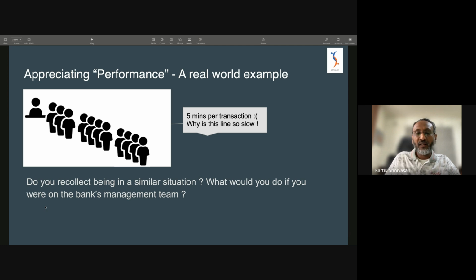And if you think a bank is a bad example, somewhere else you have had to stand in a queue and bear the brunt of a single queue where you got stuck when you were in a hurry. Happy to take that example as well. A bank is just a hypothetical context that we are putting ourselves in. Any other such similar situations for anybody?